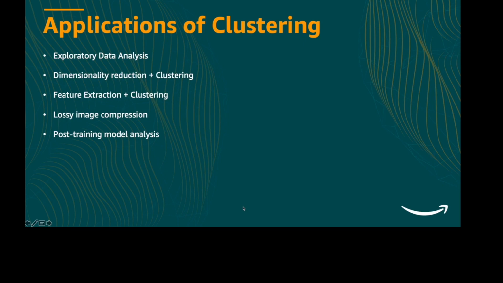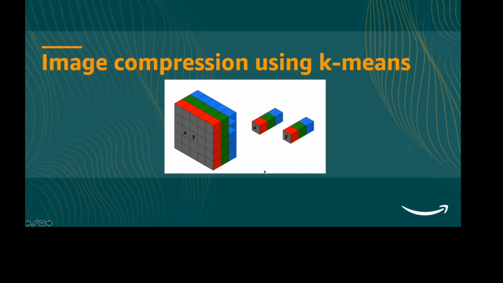So let's consider some applications of clustering. There are many. Clustering can be useful in exploratory data analysis, it can be useful for dimensionality reduction, it can be useful for feature extraction, and many more. For the purpose of this talk, we'll showcase an application of clustering for image compression. So how do you go about using k-means for image compression? Let's look at that. Suppose you are given an image which is 512 by 512 pixels, and each pixel is represented by, say, a 3-dimensional vector which is the RGB value.